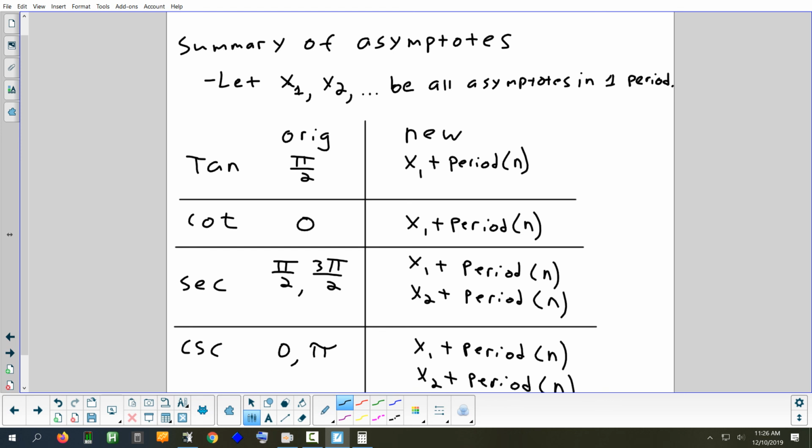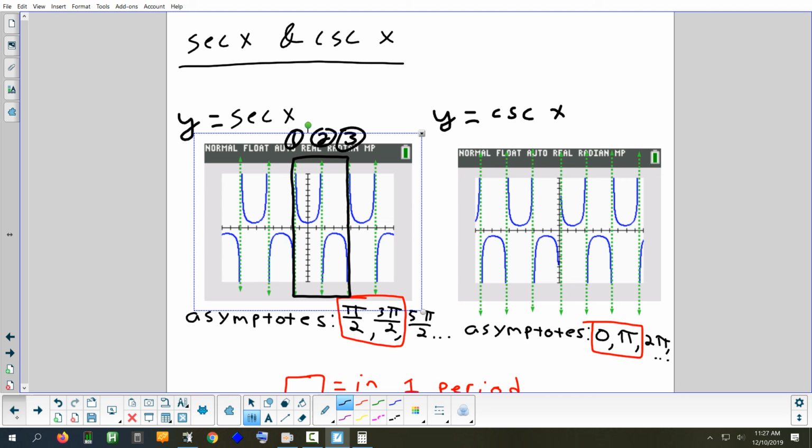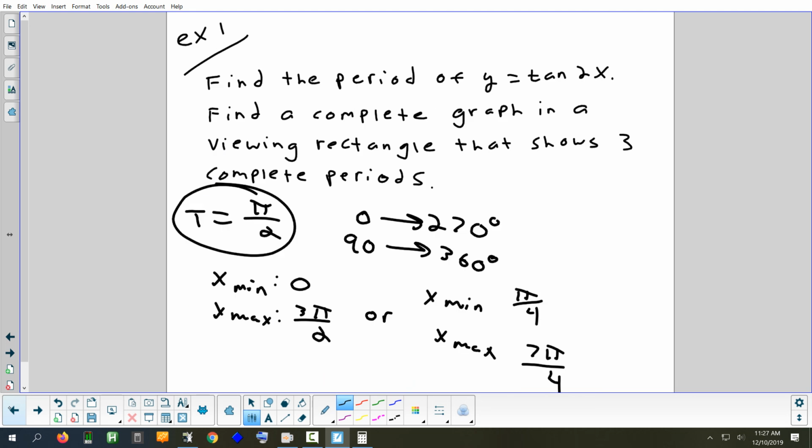So on the left are your originals. On the right is the new asymptote after you do the transformation. Now, these right here, I gave you directions earlier for how to find those. The x1 and x2, that's your new asymptote. It's basically where this asymptote moves to. That's where you set your asymptote equal to the argument and solve.